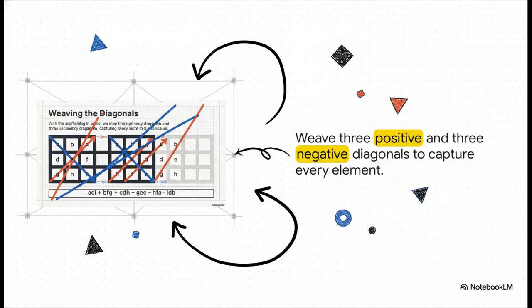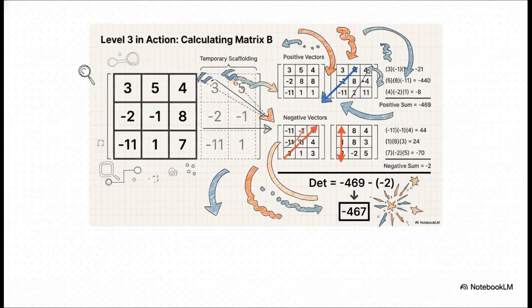Now, with our scaffolding all set up, we can weave our diagonals. We trace 3 full positive diagonals going from the top left to the bottom right, and then 3 full negative diagonals going from the top right to the bottom left. Now look at that! Every single number in the original matrix is part of the calculation. Nothing gets left out. Let's walk through a real example.